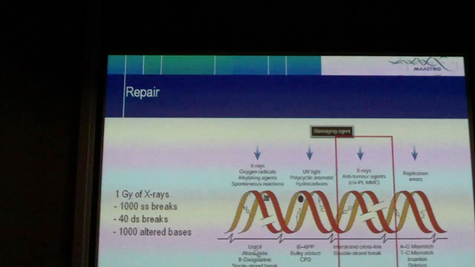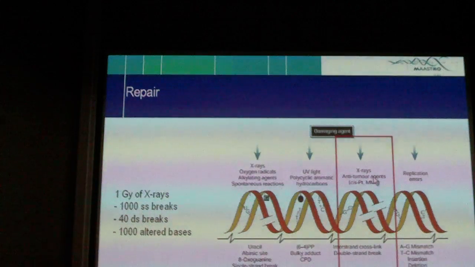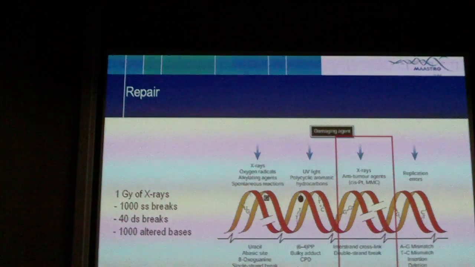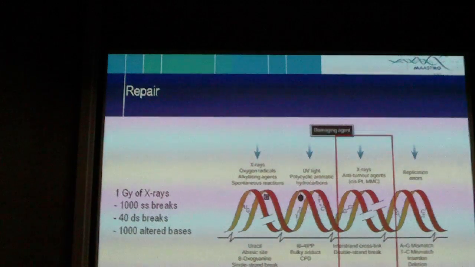So DNA repair: while you have several kinds of DNA damaging agents, you have several kinds of accompanying repair mechanisms. The most important for radiotherapy is this one, which causes double-strand breaks, which can be repaired by homologous recombination, so HR, or non-homologous end joining, or NHEJ.